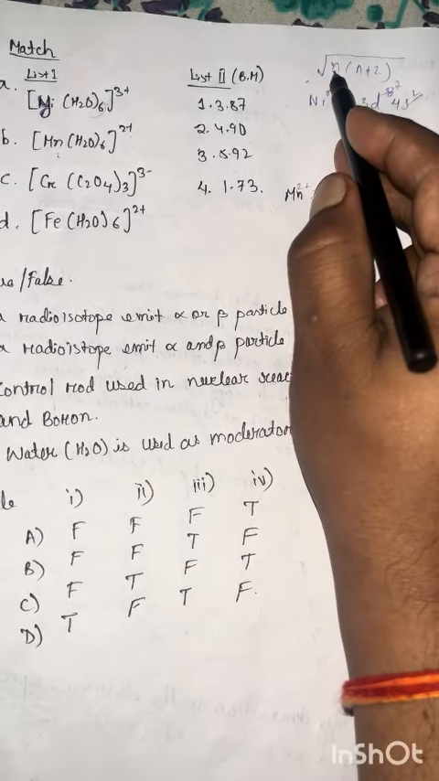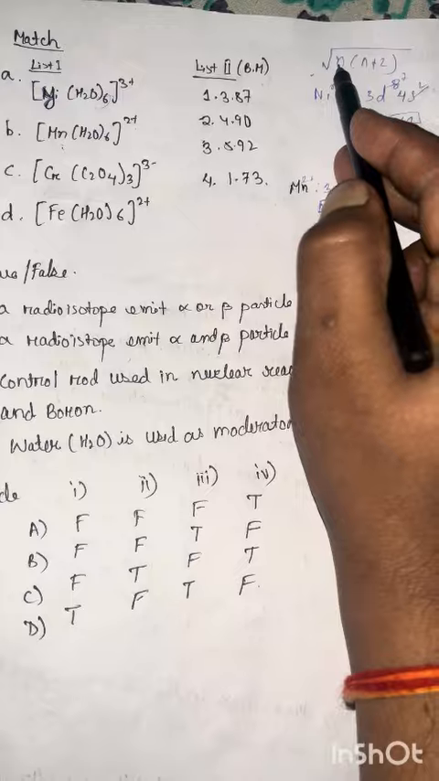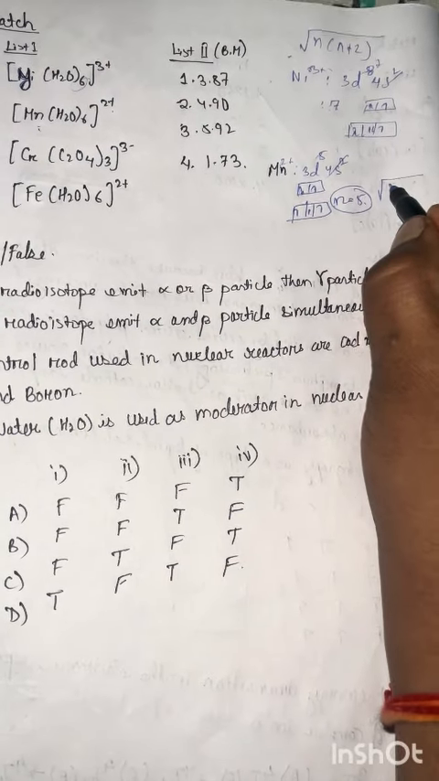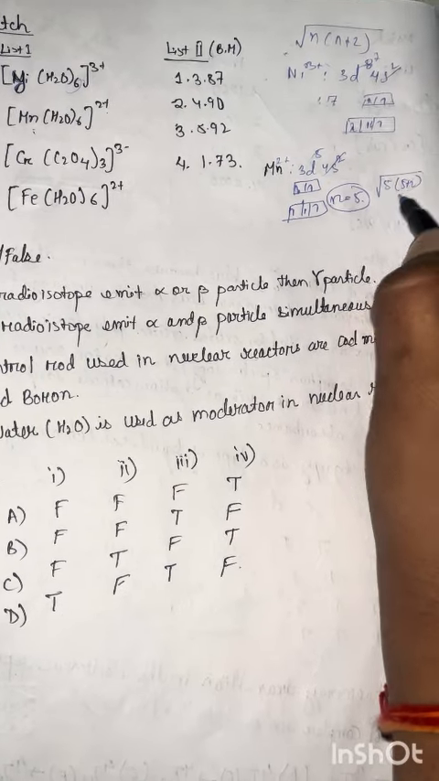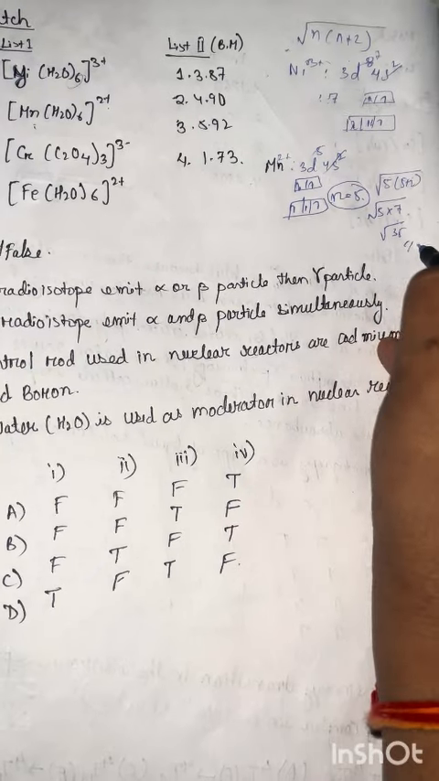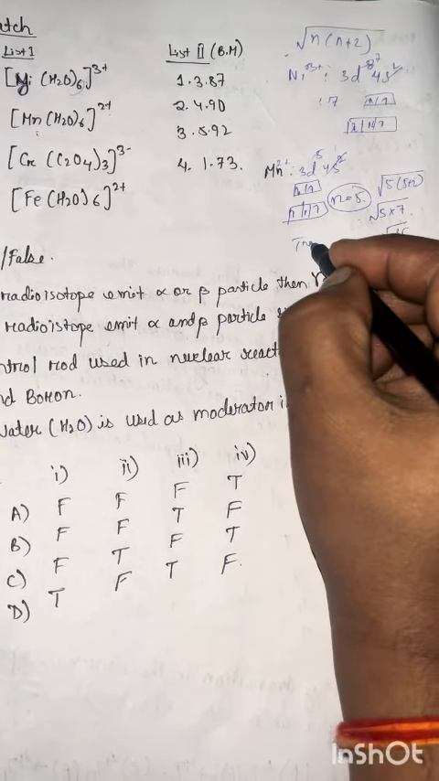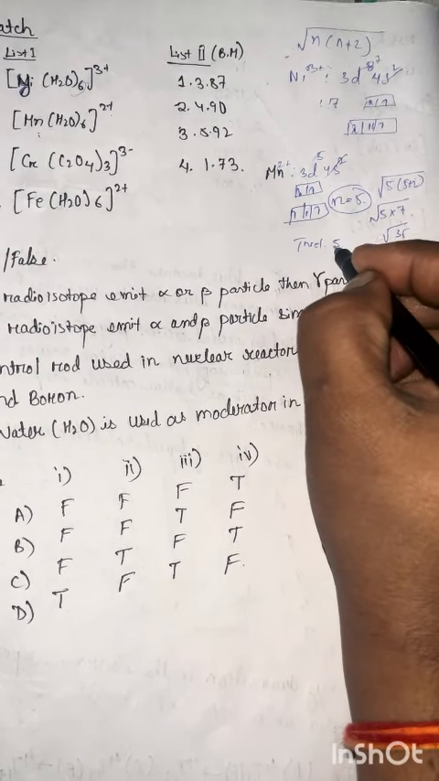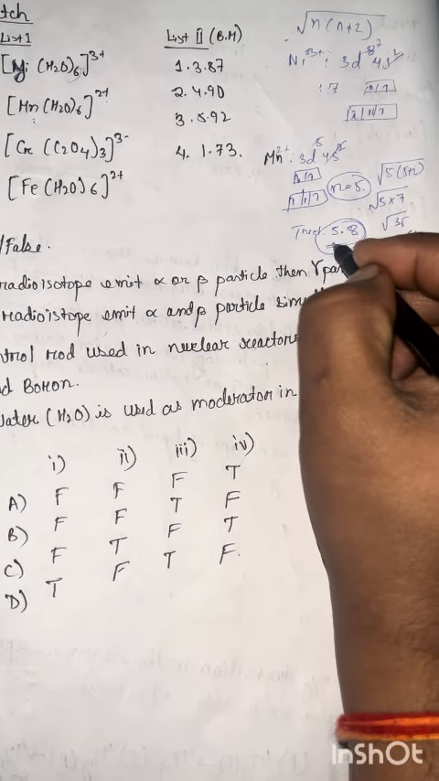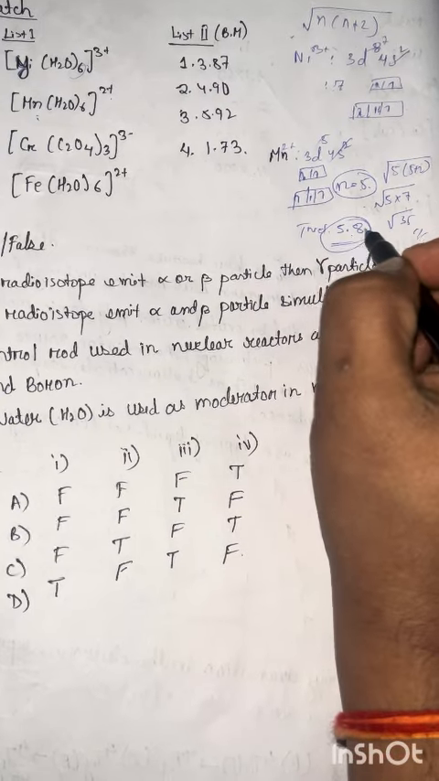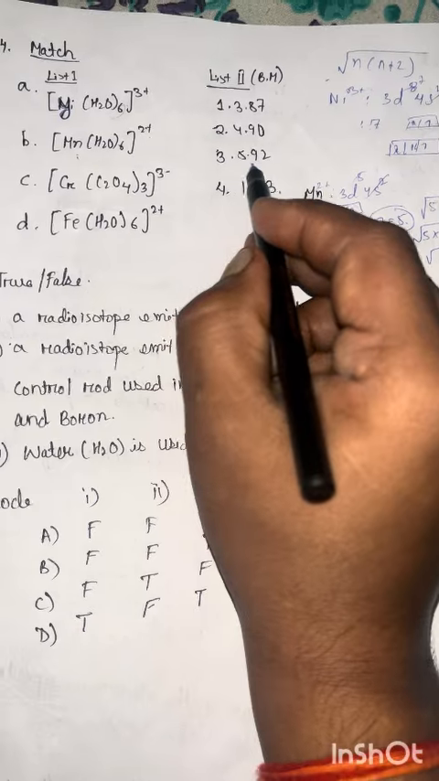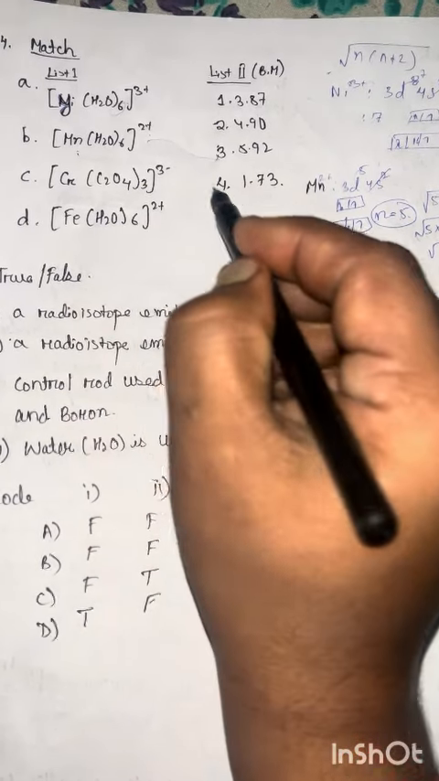If you place n equal to 5, then root of 5 into 7, root 35, right? It's not possible to calculate, right? So what is the trick? Just add 0.8 to the number of unpaired electrons, it will give the closest value. Suppose we get 5, it means 5.8, where 5.8 is nearly 5.92. So this will be the answer.